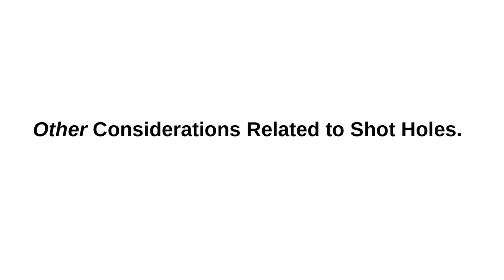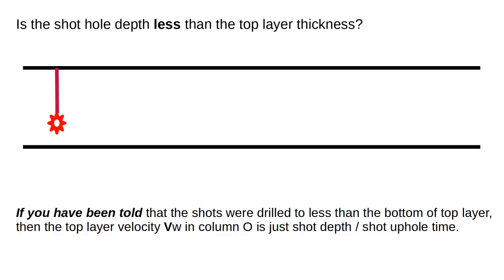Other considerations related to shot holes. Is the shot hole depth less than the top layer thickness? If you have been told that the shots were drilled to less than the bottom of top layer, then the top layer velocity in column O is just shot depth divided by shot uphole time.